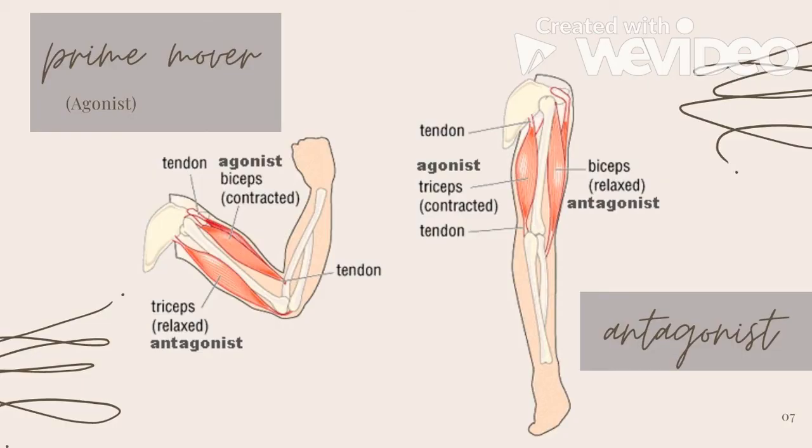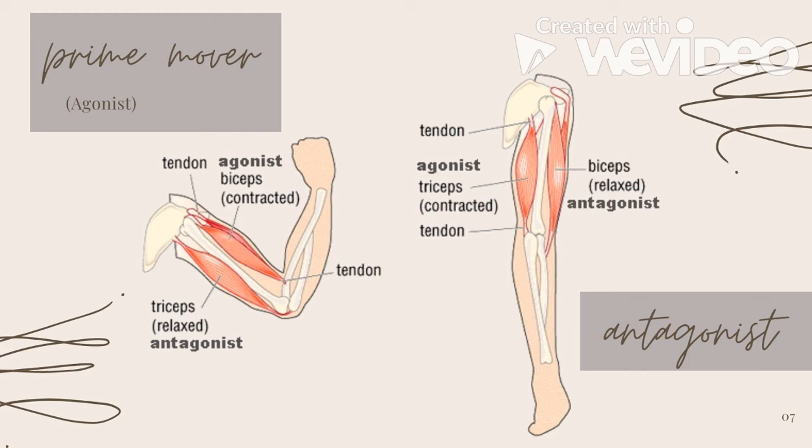A prime mover is the chief muscle, or member of a chief group of muscles, responsible for a particular movement. They create the normal range of movement in a joint by contracting. Prime movers are also referred to as agonists, since they are the muscles primarily responsible for generating the movement. As you can see, the agonist is the biceps. When you contract it and look at your arm, you see that muscle move.